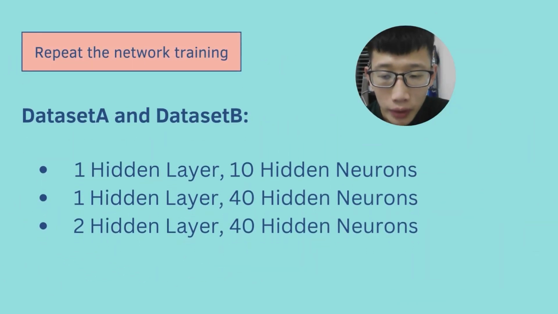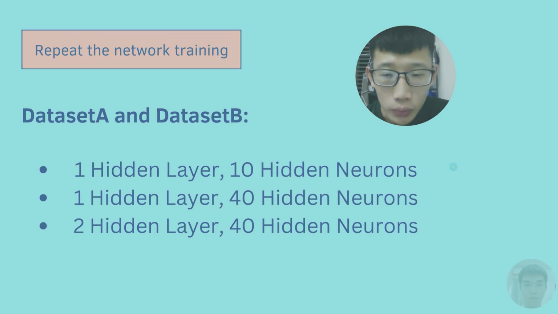In the first case, we train the network with 1 hidden layer and 10 hidden neurons. In the second case, we increase the number of neurons to 40. In the third case, we increase the number of hidden layers to 2.